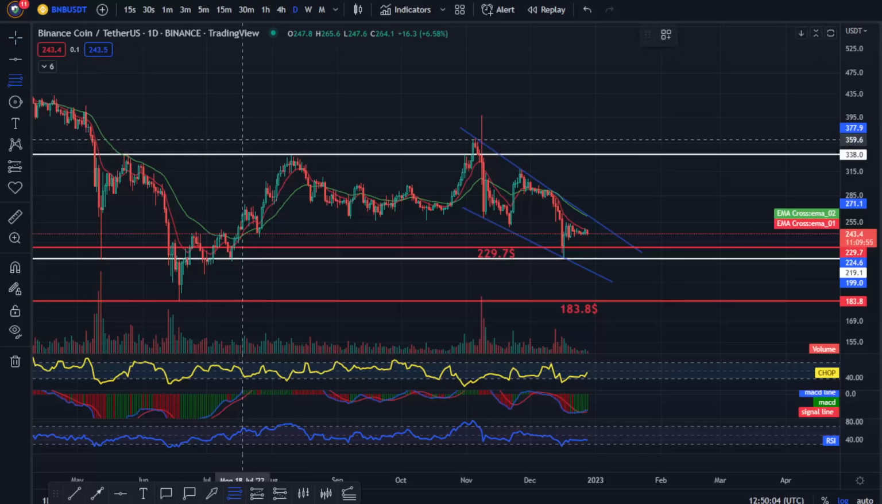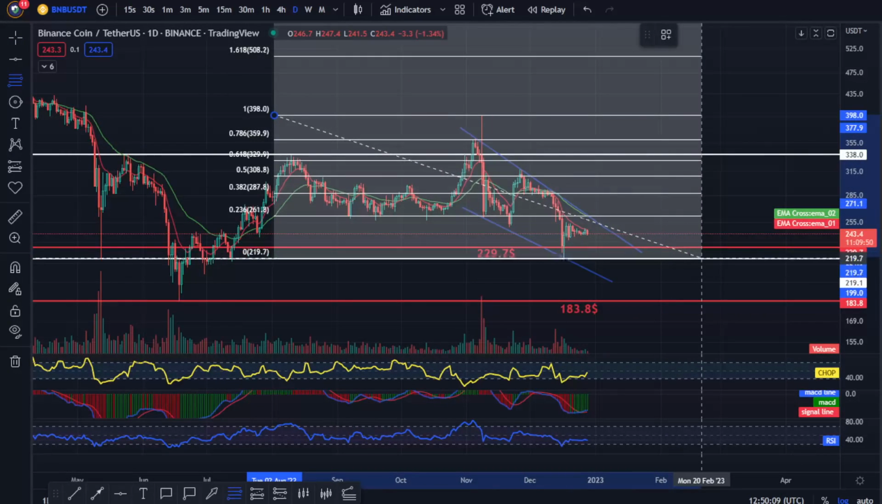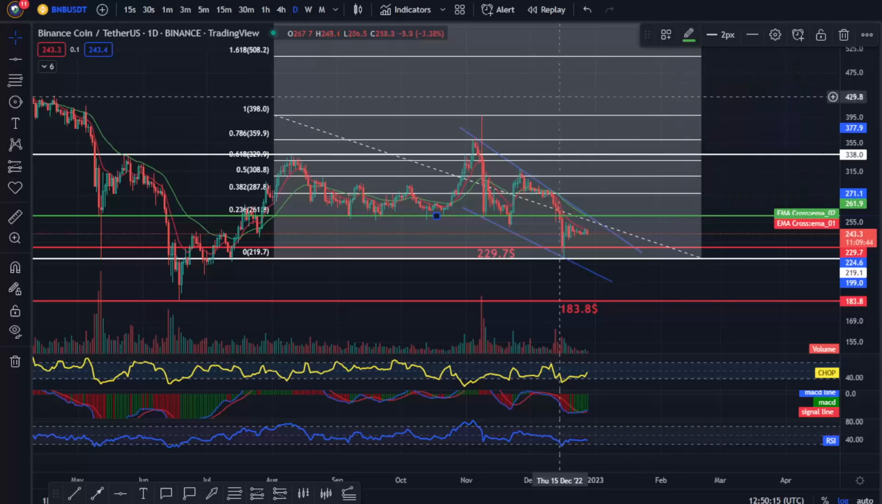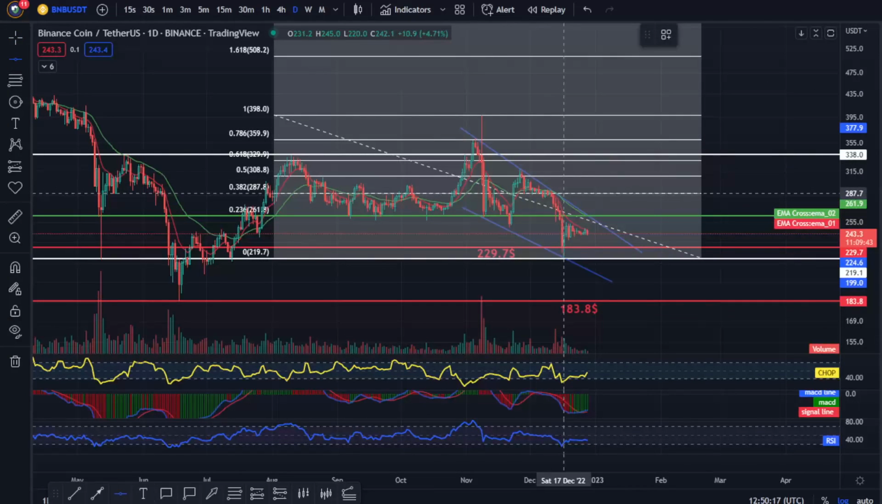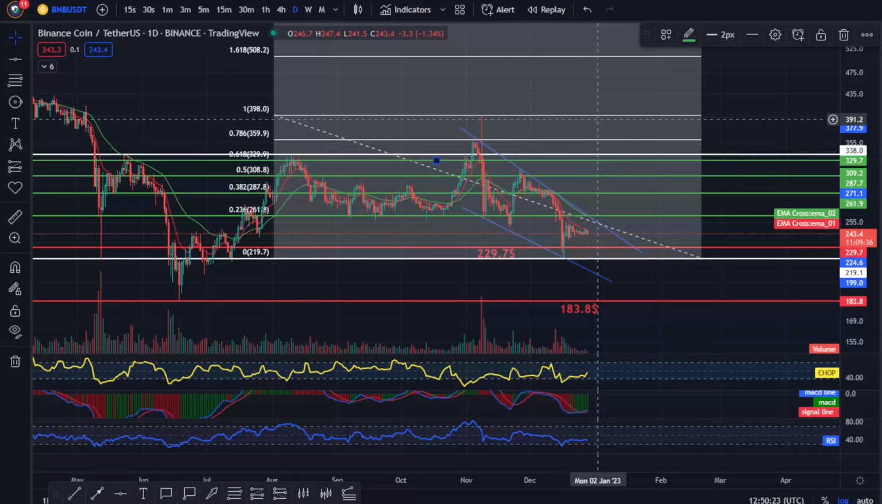Looking the other way, we can see where the price should break resistance when it rises. The first resistance is at $261.90, the second at $287.70, the third at $309.20, and the fourth at $329.70.